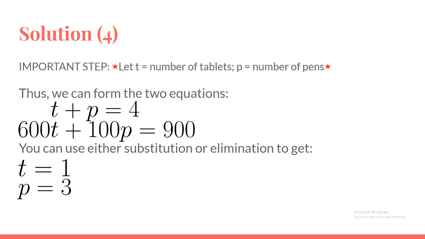The solution is, once again, to set your variables equal to something and form the two equations: t plus p equals 4 and 600t plus 100p equals 900. And then you can use substitution or elimination to get t equals 1 and p equals 3. Since t is the number of tablets and p is the number of pens, we know that there is 1 tablet and 3 pens.